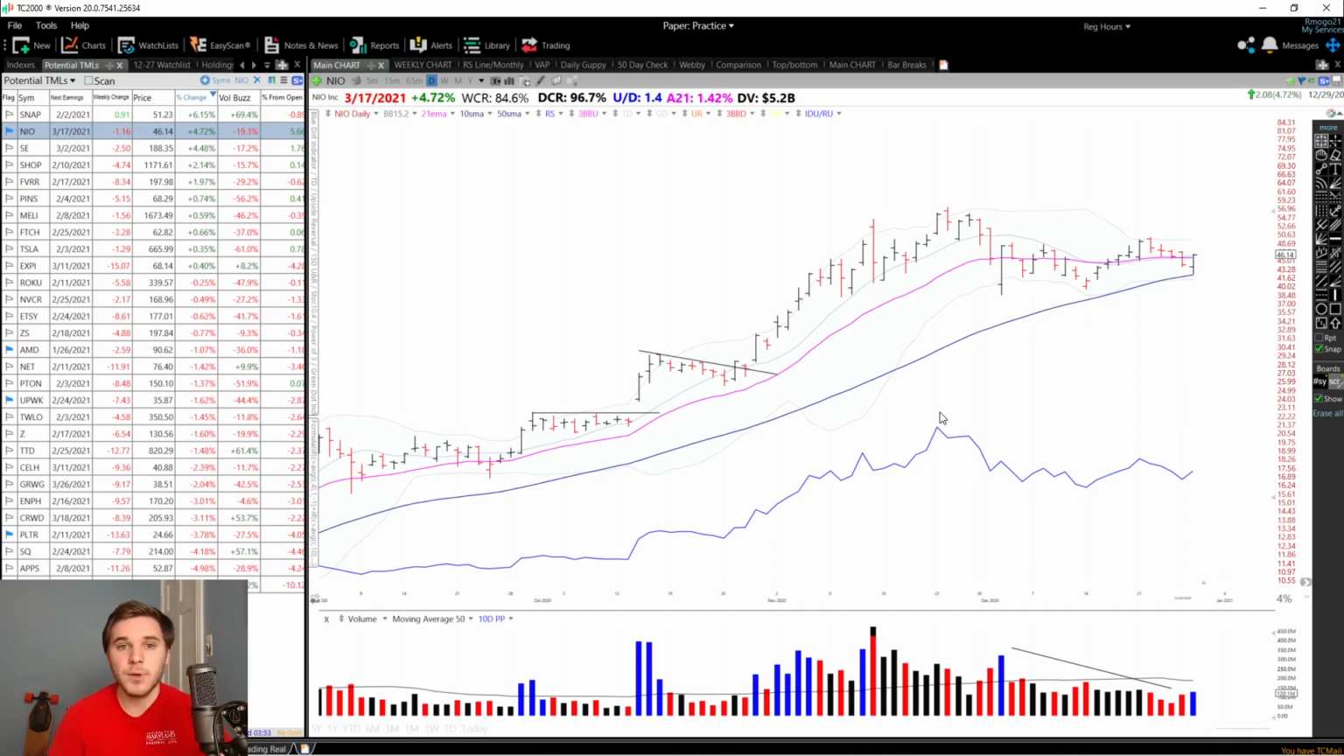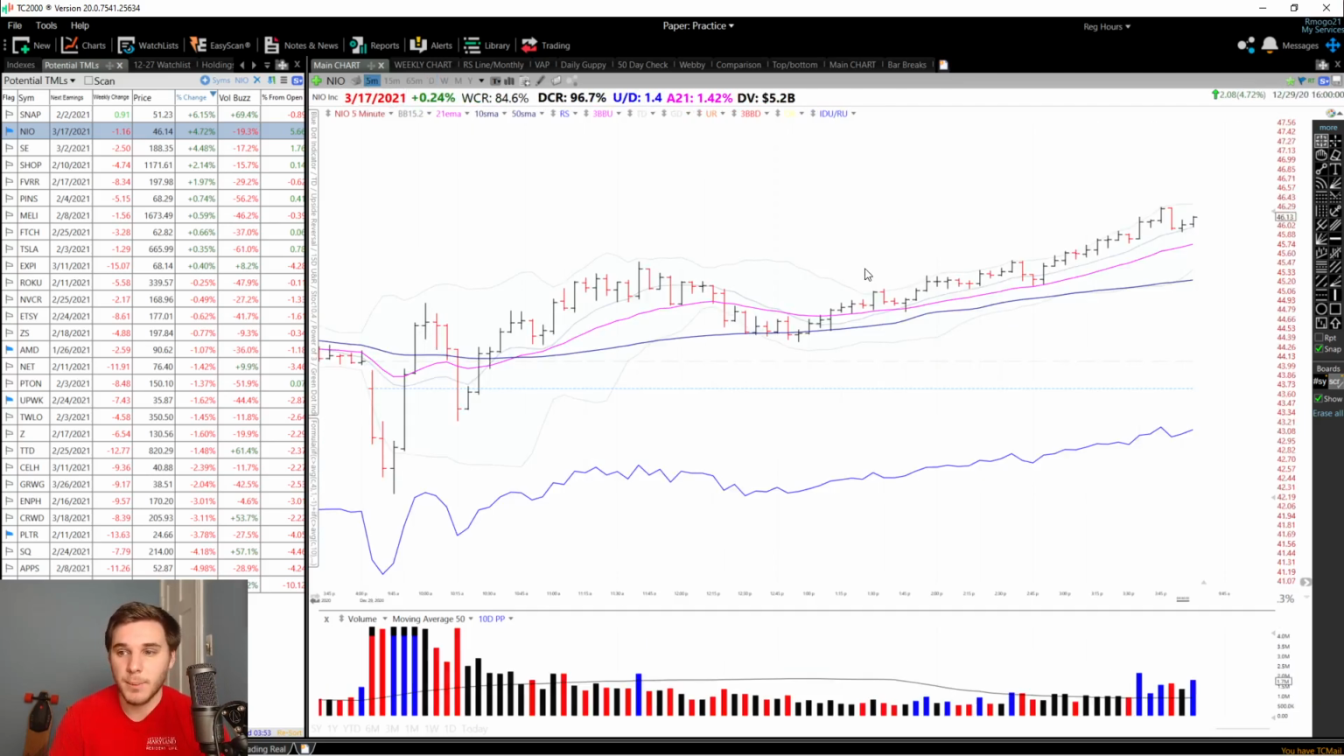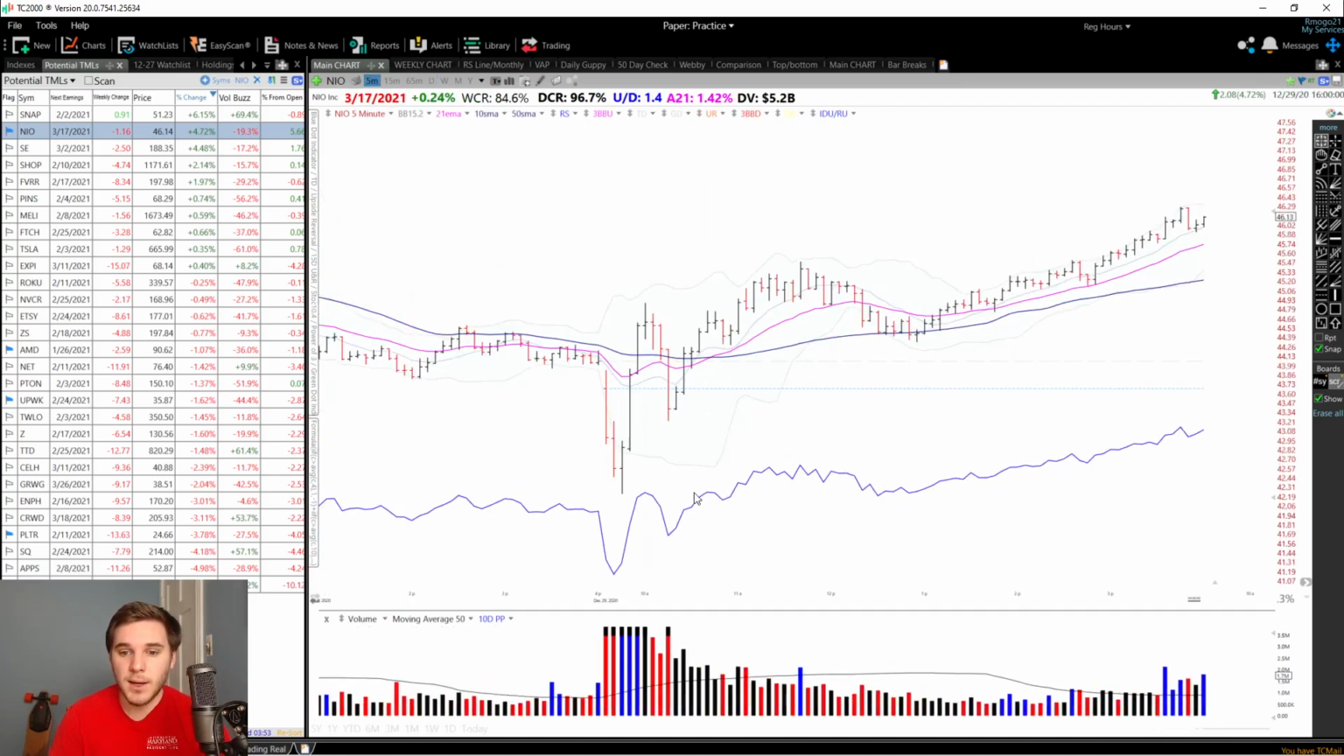And it also is helpful intraday. So if you go to a 5-minute time frame, you can see that throughout this day, NEO was outperforming the general market, especially during this last trend into the close.